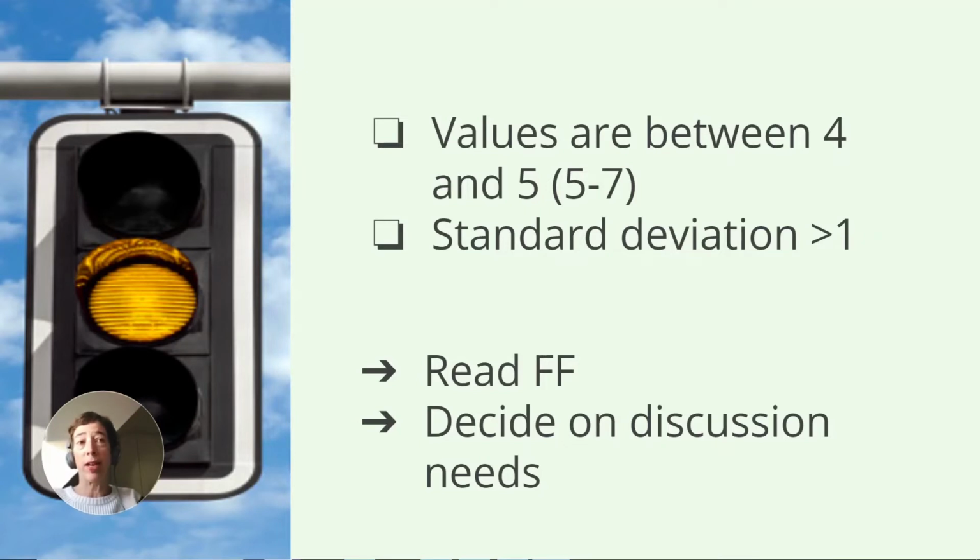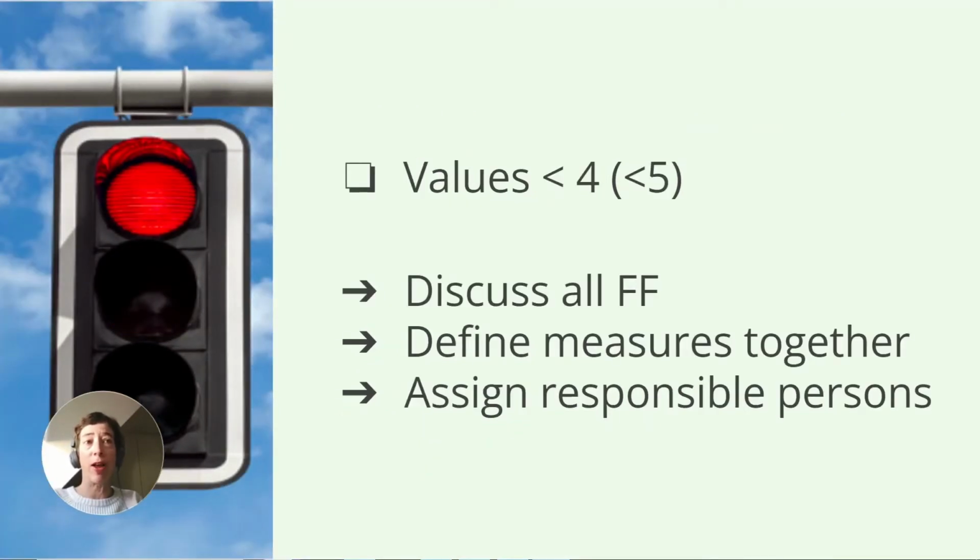You should definitely discuss all questions with values below 4. There is obviously a need for action here. Discuss all feed forwards in the team and decide together which measures you want to take. Assign the defined task to someone and, if possible, set a deadline. This will help you to ensure commitment. As you can see, with the traffic light system, you can keep a focus even with many feed forwards.